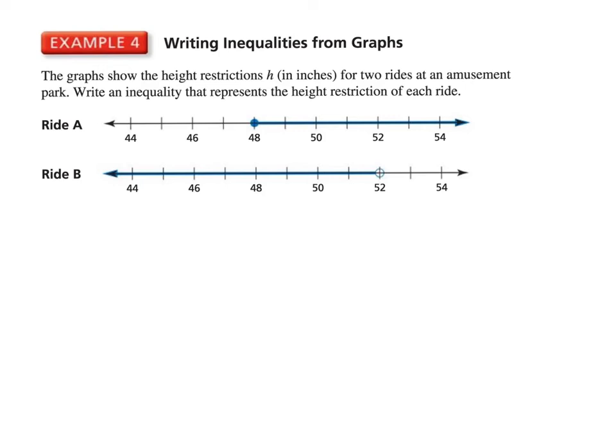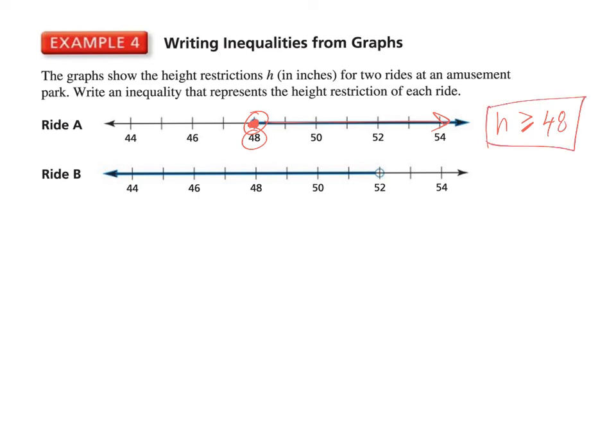The graphs show the height restrictions, h in inches, for 2 rides at an amusement park. Write an inequality that represents the height restriction for each ride. Okay, we're starting at 48. We have a solid dot, and we're going to the right, so that would be greater than. So the height has to be greater than or equal to 48, since we have a solid dot.